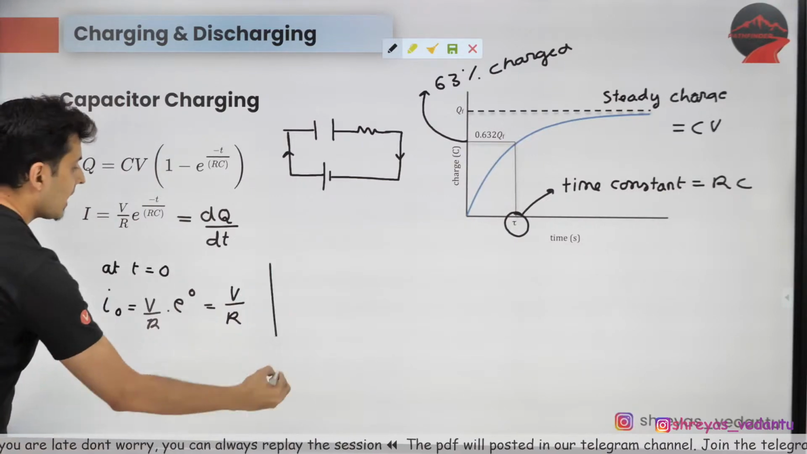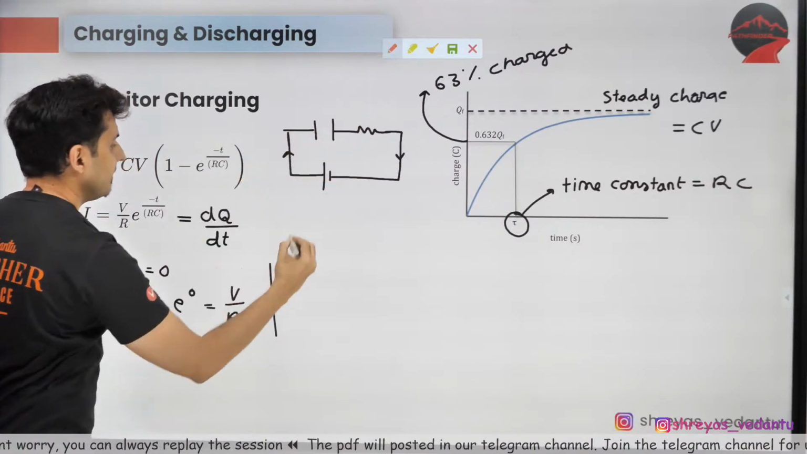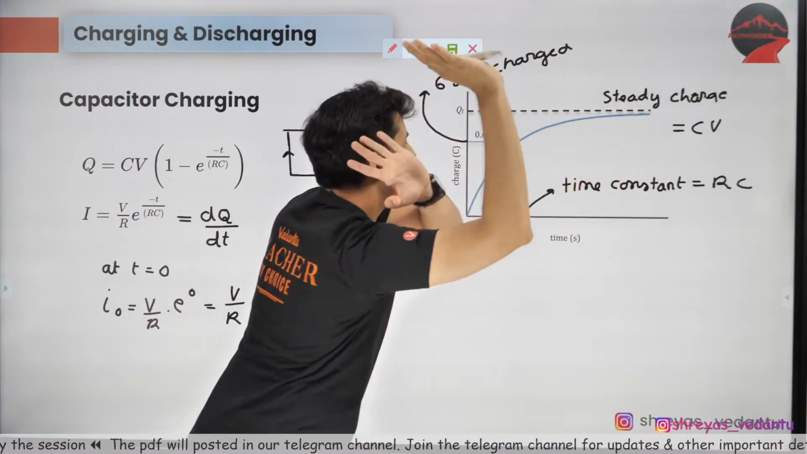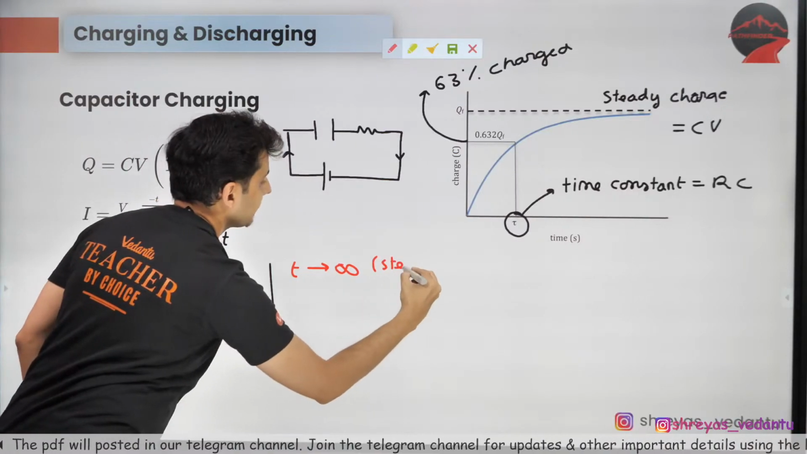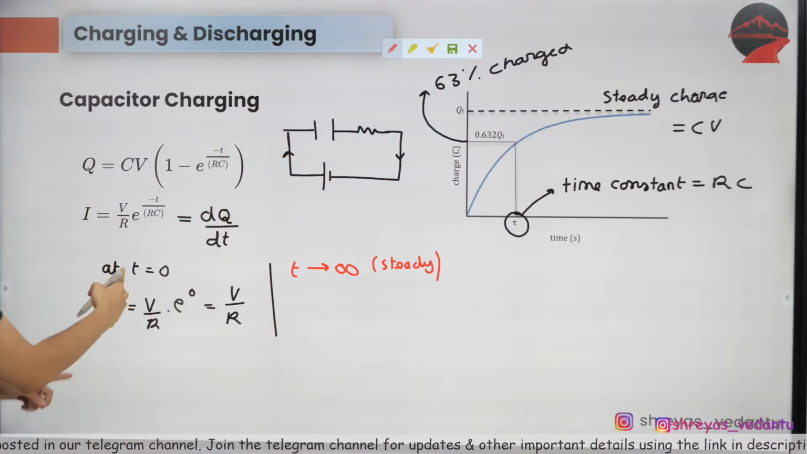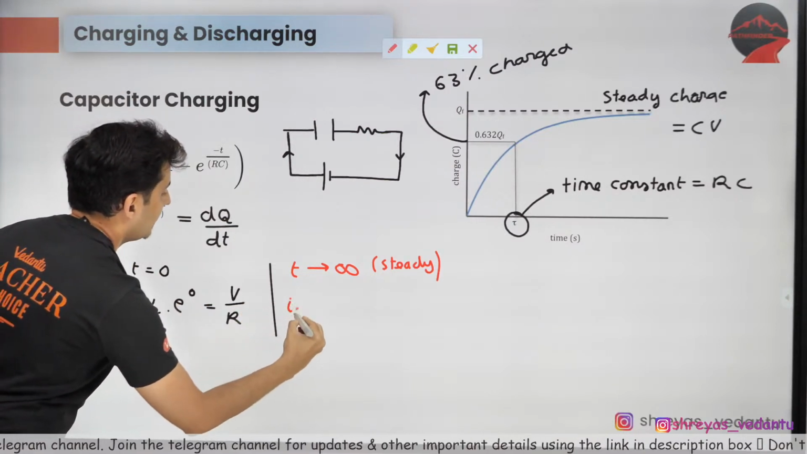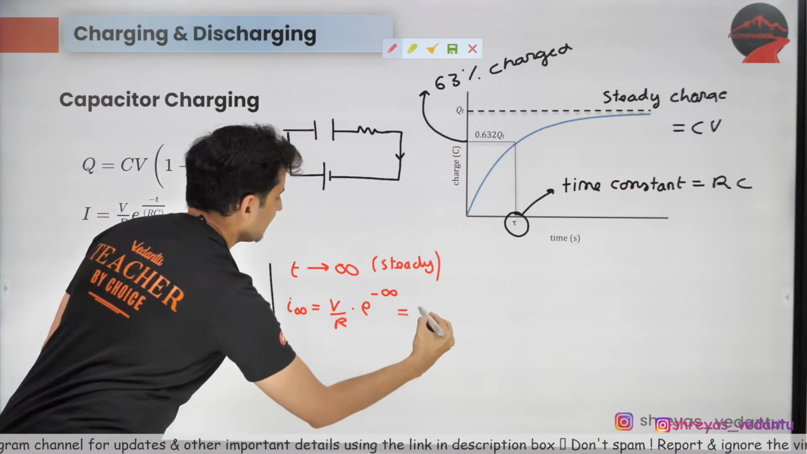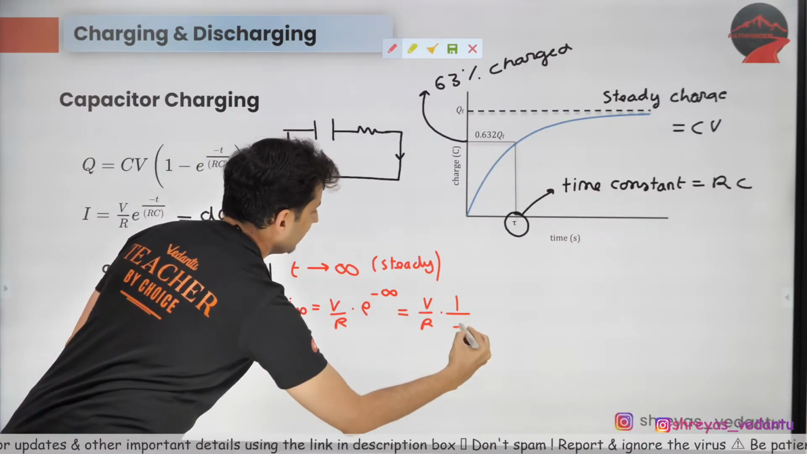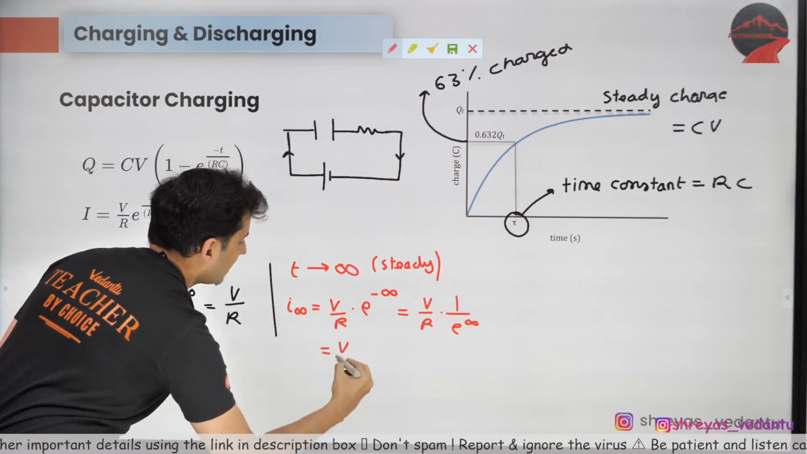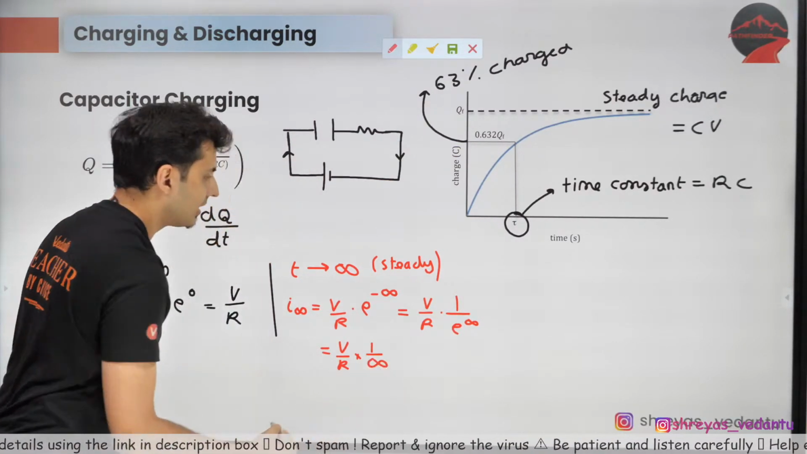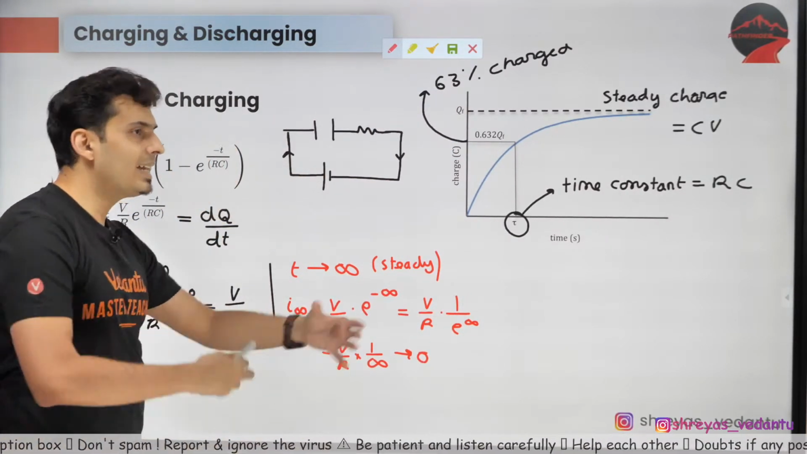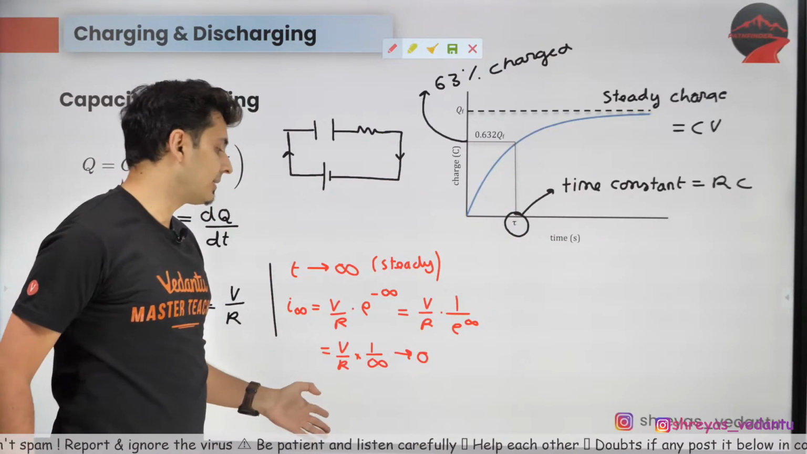Very, very interesting. But if you put the value of t as a very large number, after a very long time, this is basically steady state. In a steady state, very interesting thing will happen. Just see what will happen, guys. The current at infinity will be V by R into e to the power minus infinity. This is nothing but V by R into 1 by e raised to infinity, which is V by R into 1 by infinity, because e raised to infinity is a very large number. This is nothing but 0. 1 by a very large number, doesn't matter what V by R is, it's 0.